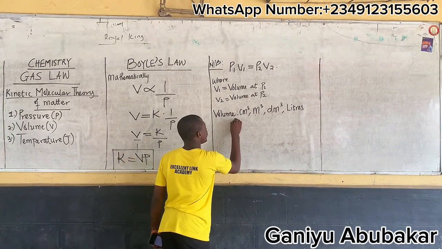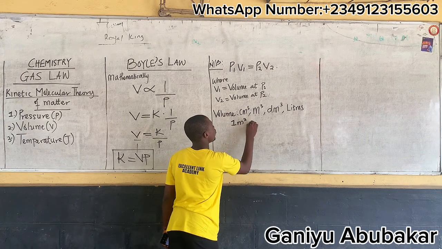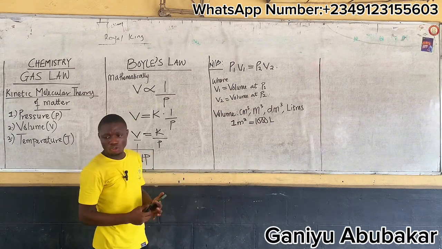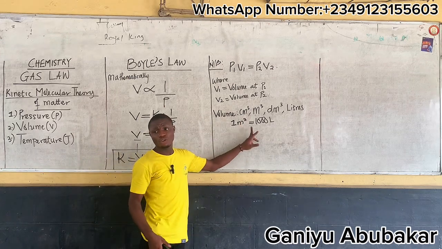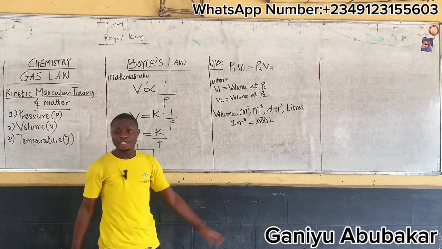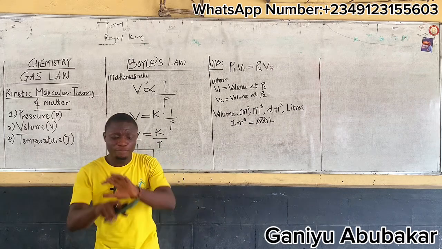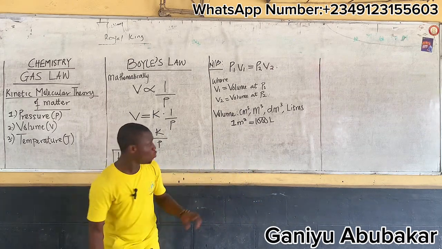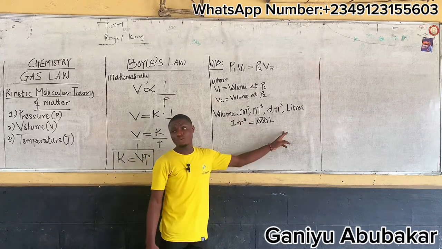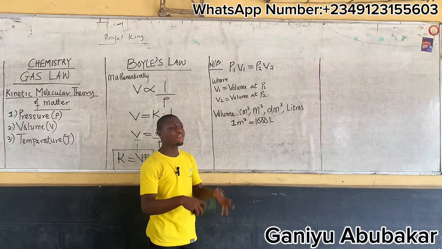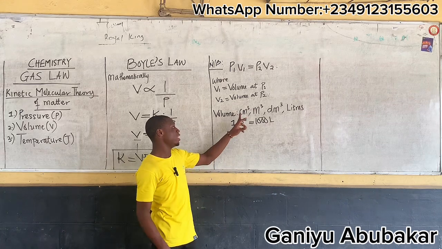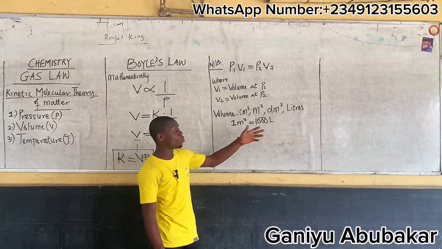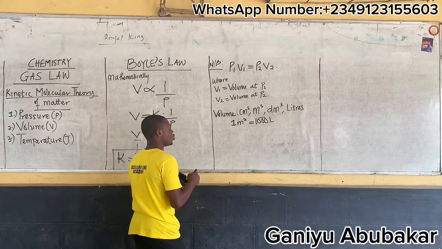Note this relationship, please. 1 meter cube equals 1000 liters. That's for volume. We have picked volume and its several units and how to convert. 1 liter is 1000 milliliters. So the several units of volume include centimeter cube, meter cube, decimeter cube, and liters. What of pressure?